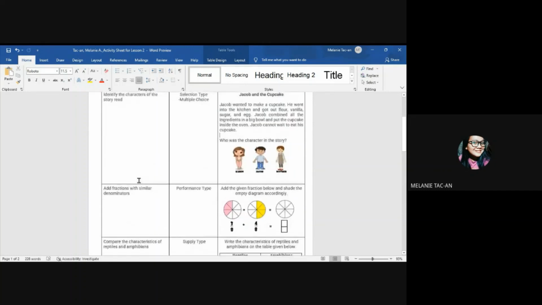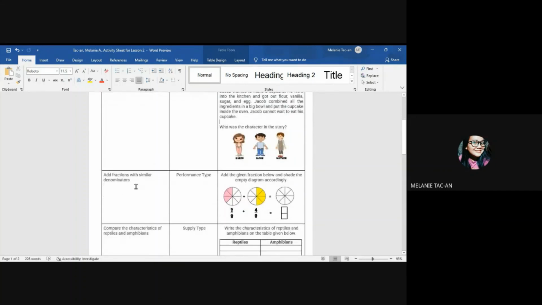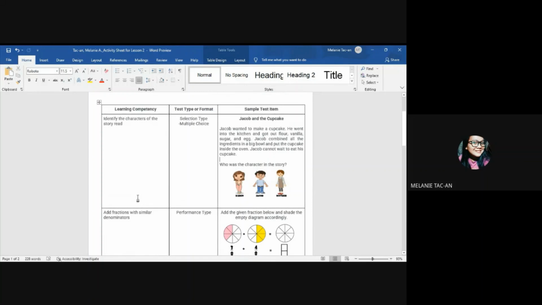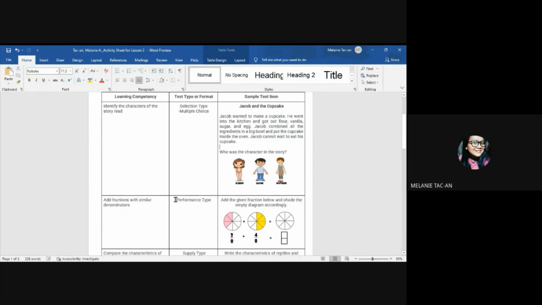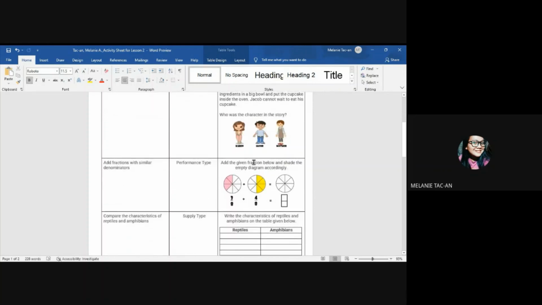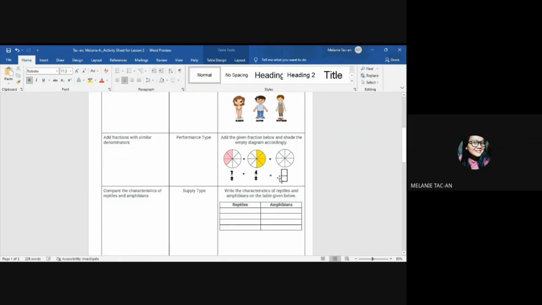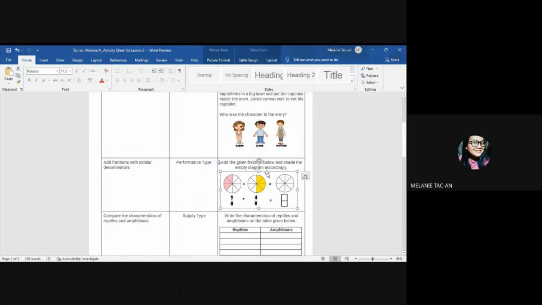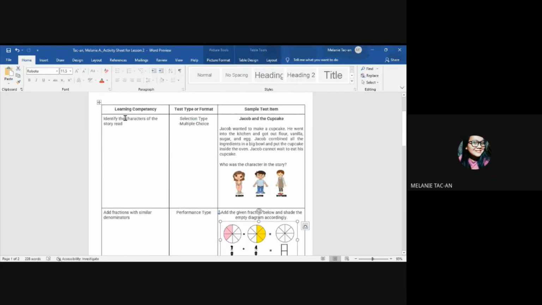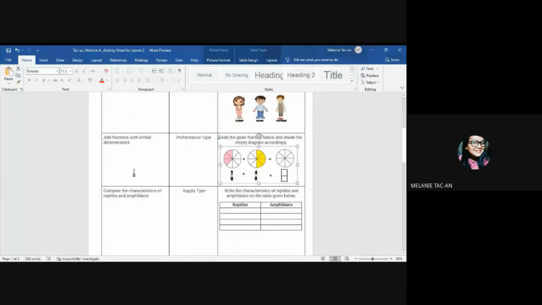Next, let's proceed. It's add fractions with similar denominators. So I classified it as a performance type of test. An example is the instruction: read the given fraction below and shade the empty diagram accordingly. Okay, so this one coincides with our learning competency for the second.